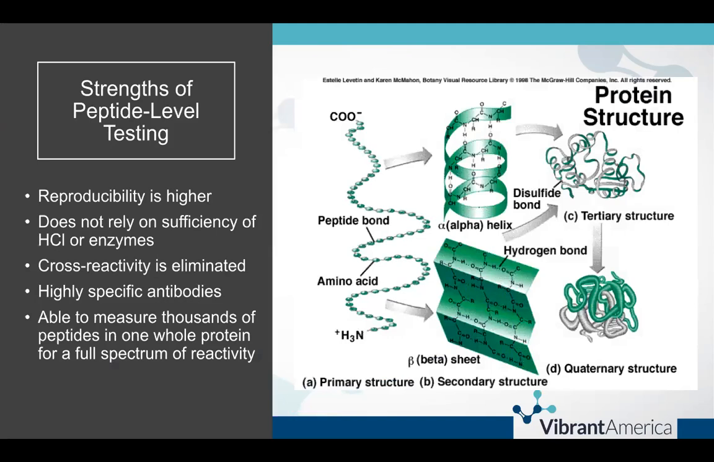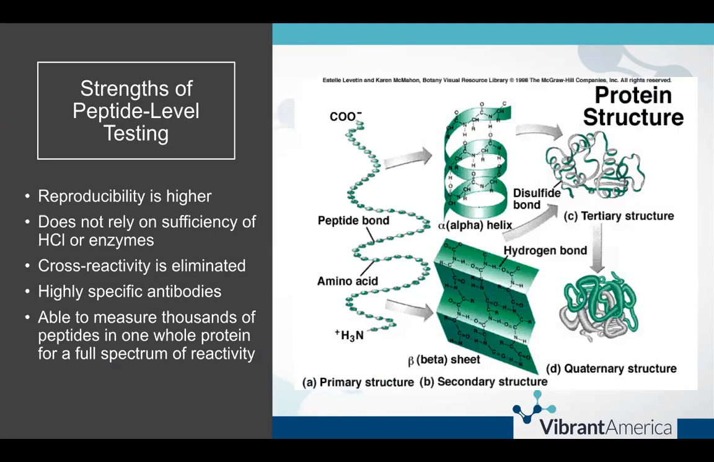So you're not going to get cross-reactivity with some of the larger proteins that you might have the same or similarly shaped antibodies. The antibodies are highly specific because, again, we're looking at very small proteins. They are 20 or fewer amino acids. And you're able to measure thousands of peptides in one whole protein for a full spectrum of reactivity. If you think about it, there's probably tens of thousands of peptides within the whole protein of wheat, for instance. On the wheat zoomer, what's actually being measured is somewhere between 20 and 30,000 peptides.